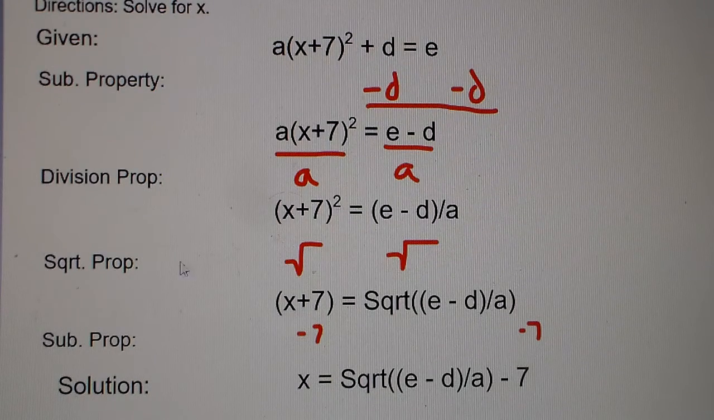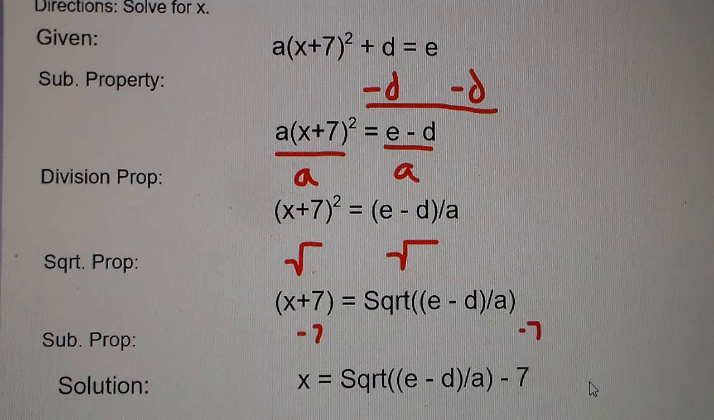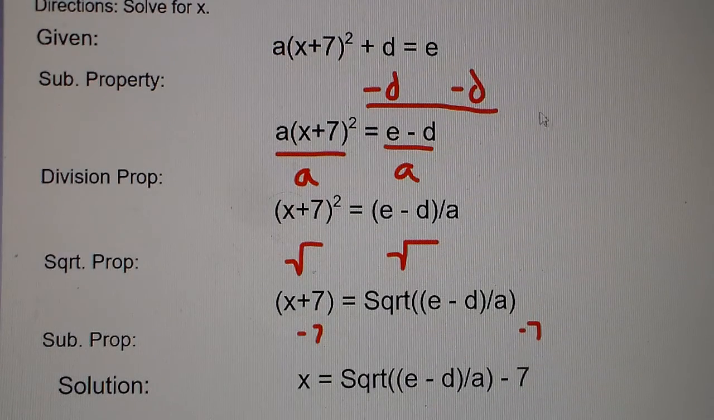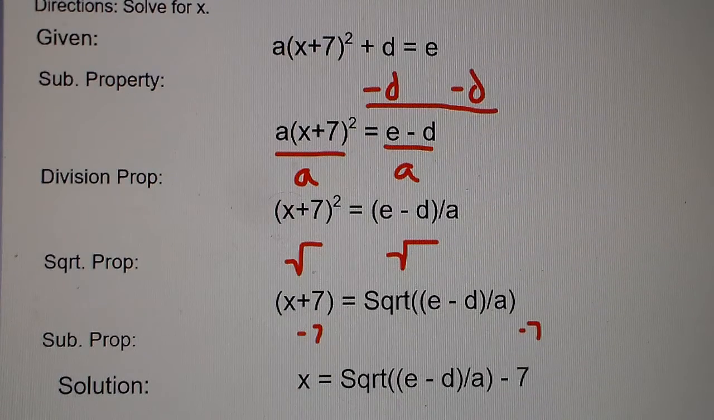To get rid of that squared, we do the square root, so we take the square root of both sides. Square root and squared cancel each other out. So we get x + 7, and that's equal to SQRT, which stands for square root, of this entire thing. Then to get x by itself, I subtract 7 from both sides, and I get x equals the square root of ((e − d)/a), minus 7. And that's our solution. That's what you need to write in the box there.